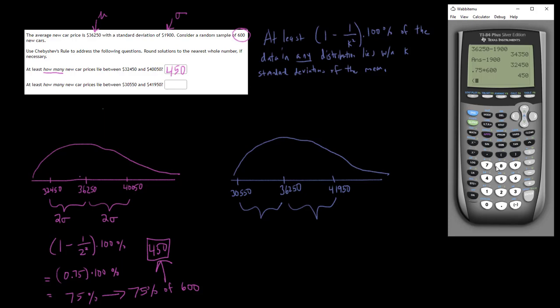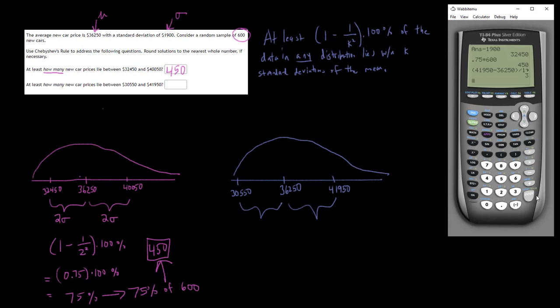But there's actually a very easy way to figure it out always. And here's a way to always figure out the value of k. In fact, we'll do this a lot starting soon in chapter 6. What you want to do is find this distance in terms of sigma. So what you do is you subtract, from the upper bound, 41,950, the mean, 36,250, and then divide by 1900, the standard deviation, and that will tell you your value of k.